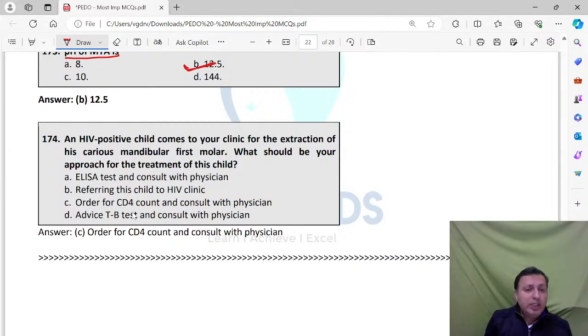So this CD4 is basically the cluster of differentiation 4 test. These are glycoproteins present on the immune cells like T helper cells or monocytes. So we need to check what the level is. If the level is coming down, definitely the immune level of the patient is also coming down. So if it is less than 200, we need to send the patient to the physician immediately. So the correct answer in this question is C.